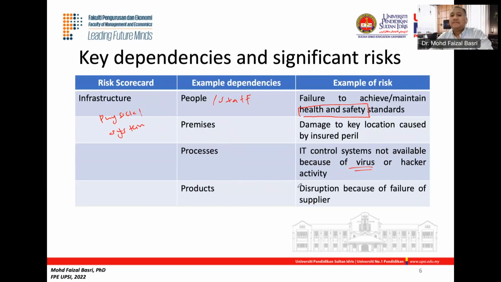Product manufacturing, for example, disruption because of failure of a supplier. Your supplier is not doing the right job, and therefore you have problems with your supplier and you are facing a stock out, for example. A stock out will cause your production to stop or delay because you don't have enough materials to produce. So from the infrastructure point of view, the risk is basically the cost of delay in production, for example. So this would be the effect from the risk.